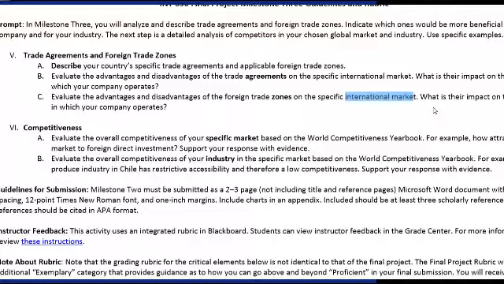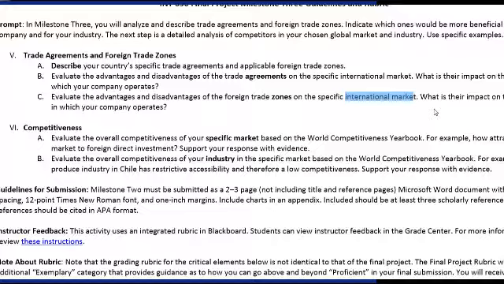So please go into the World Competitiveness Yearbook. Retrieve the information that's applicable to your specific market, and defend your response with that evidence from the World Competitiveness Yearbook. Please quote that, and make sure you have an in-text citation and an APA reference.